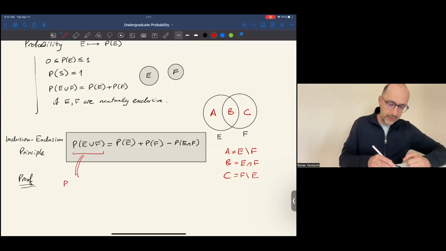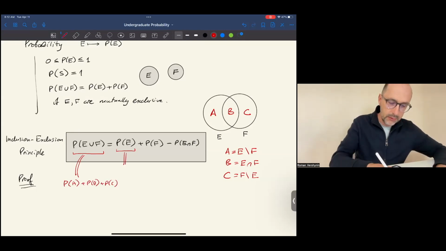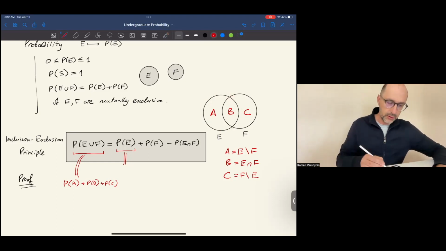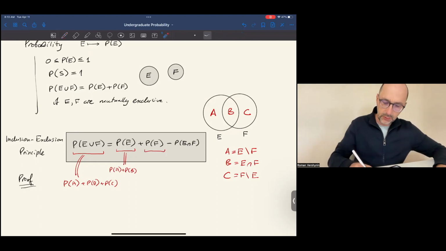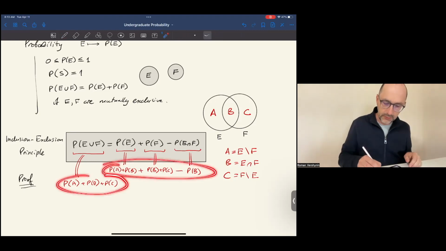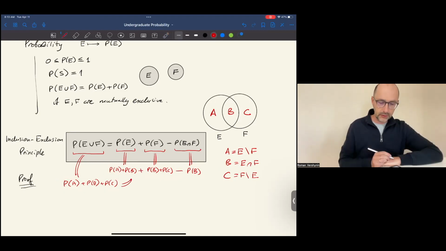Therefore, by the additivity axiom, because A, B, and C are mutually exclusive, it is just a sum. In the right-hand side, E is the union of A and B, two mutually exclusive events, and so it's P of A plus P of B. F is the union of B and C, two mutually exclusive events, and so it's P of B plus P of C. And the intersection is just B. Now, if you compare this expression with this expression, you will see that they are the same, and that proves the inclusion-exclusion principle.